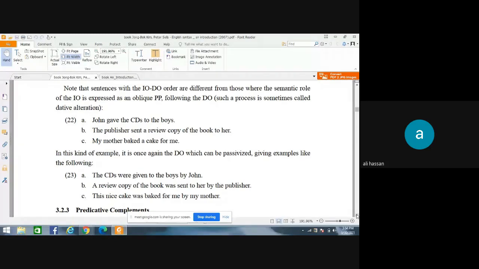Yeah, please. In this kind of example, it is once again the direct object which can be passivized, giving examples like the following. 23A. The CDs were given to the boys by John. A review copy of the book was sent to her by the publisher. This nice cake was baked for me by my mother. अब यहाँ पे ये थोड़ी सी गलती कर रहा है, ठीक है? ये syntactically चीजों के साथ deal कर रहा है, जबकि ऐसा नहीं है. To the boys को भी हम शुरू में ला सकते हैं. हम कह सकते हैं the boys were given the CDs by John. कह सकते हैं कि नहीं कह सकते हैं?